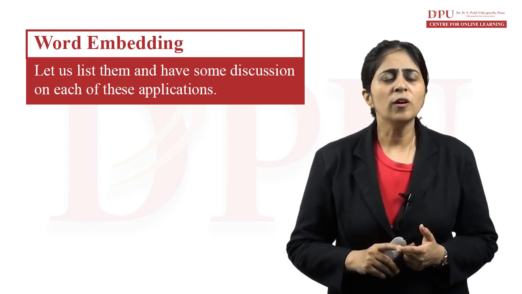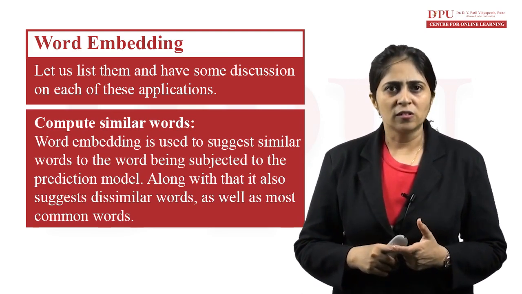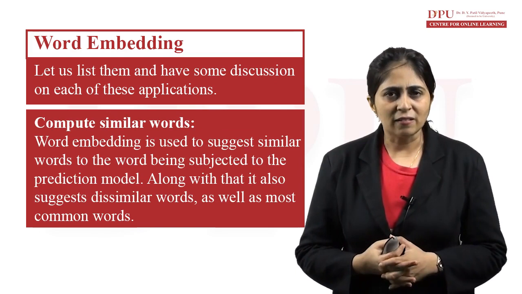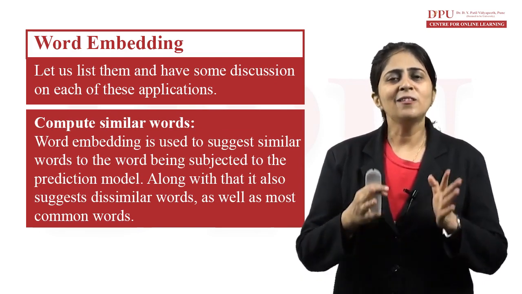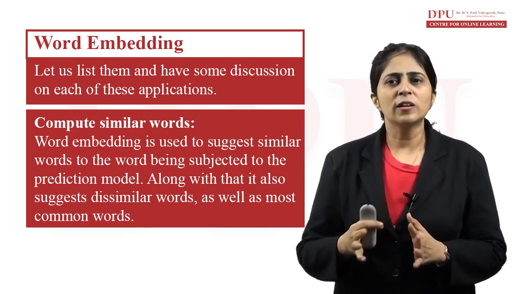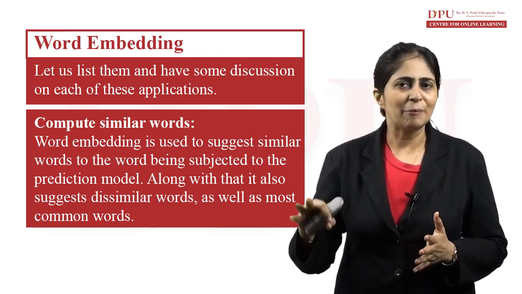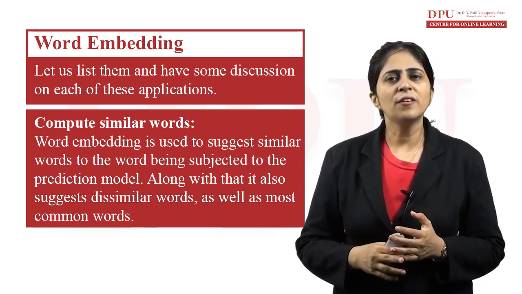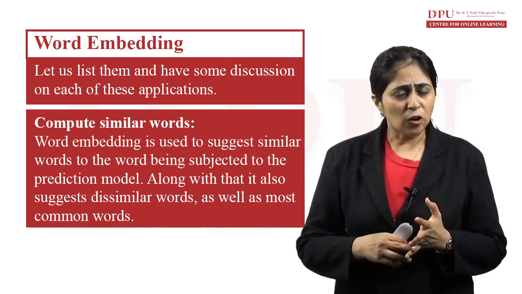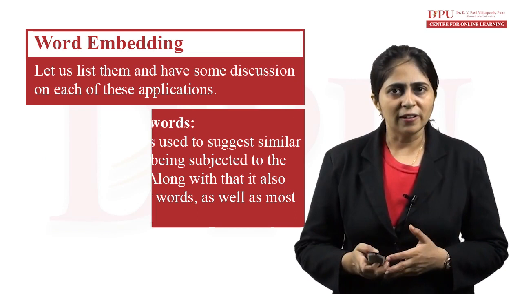First of all, what does it do? It computes the similar words. Whatever words are subjected to it as an input, it will compute the similar words together, and it will keep the dissimilar words in a separate cluster. So that is the first use case for our word embedding.